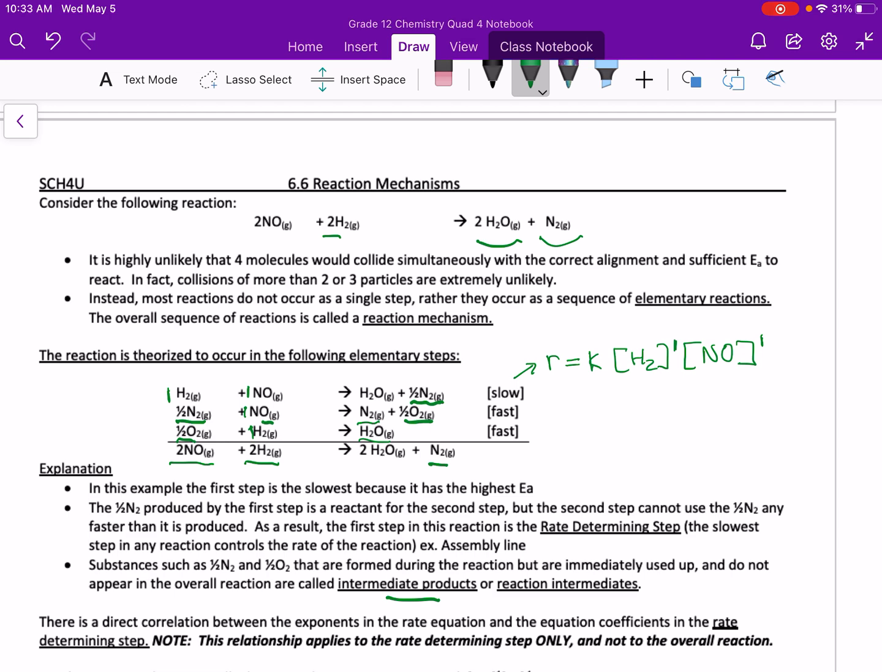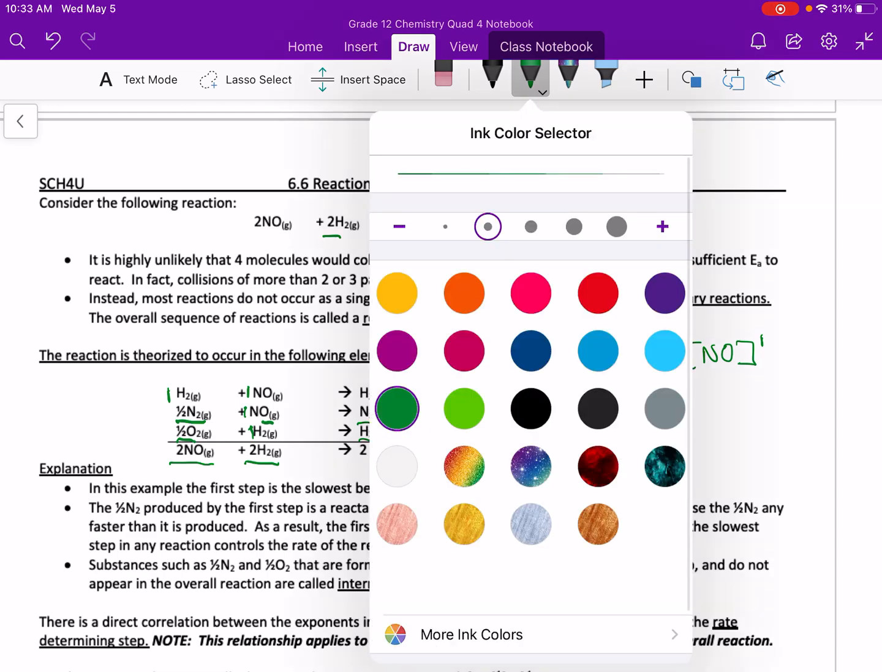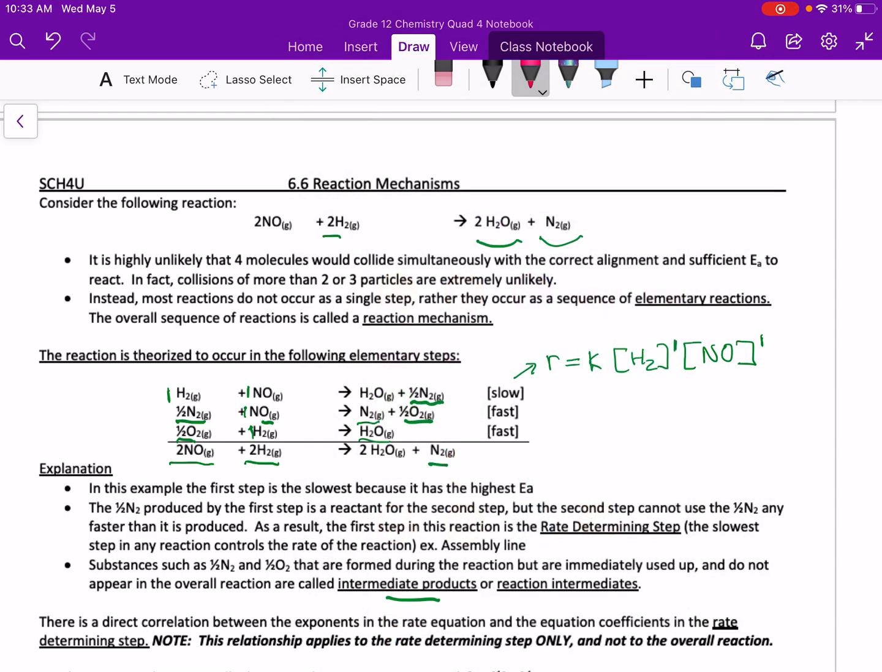When I add up everything here, I can see that my 1/2 of nitrogen gets canceled out because it's on both sides. My 1/2 of oxygen gets canceled out because it's on both sides. And I'm left with my target equation that I wanted to find.